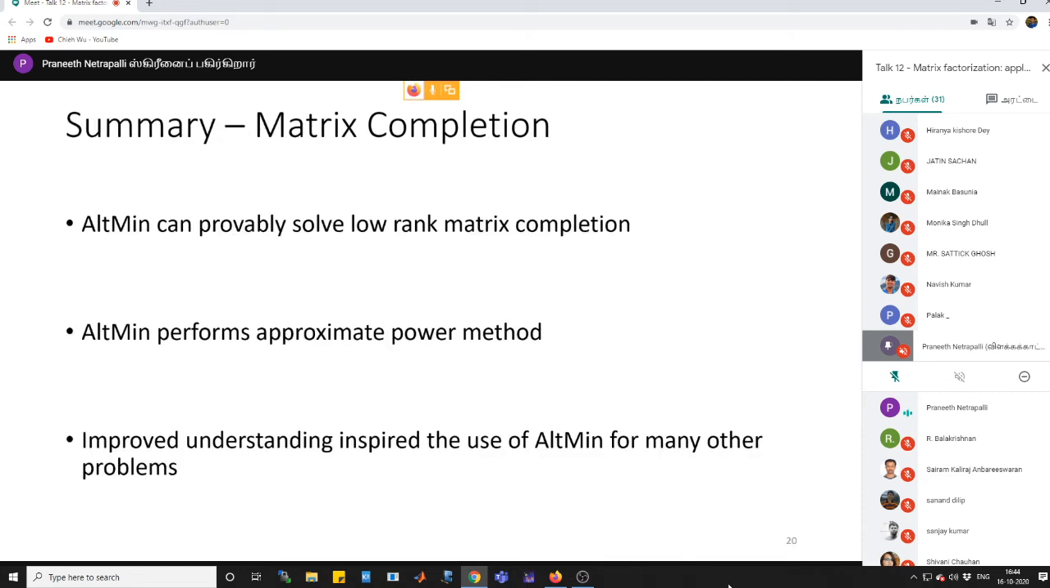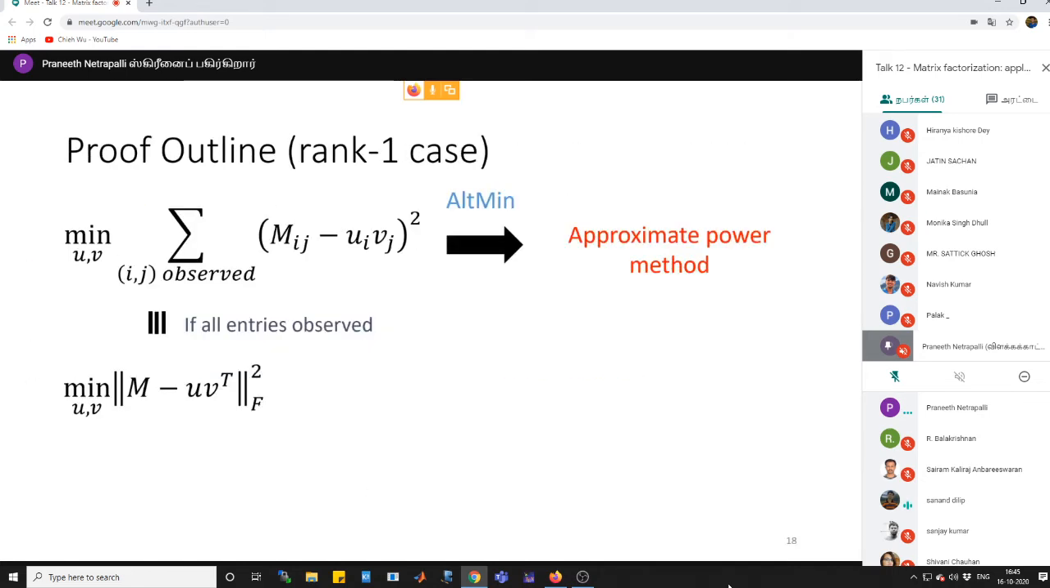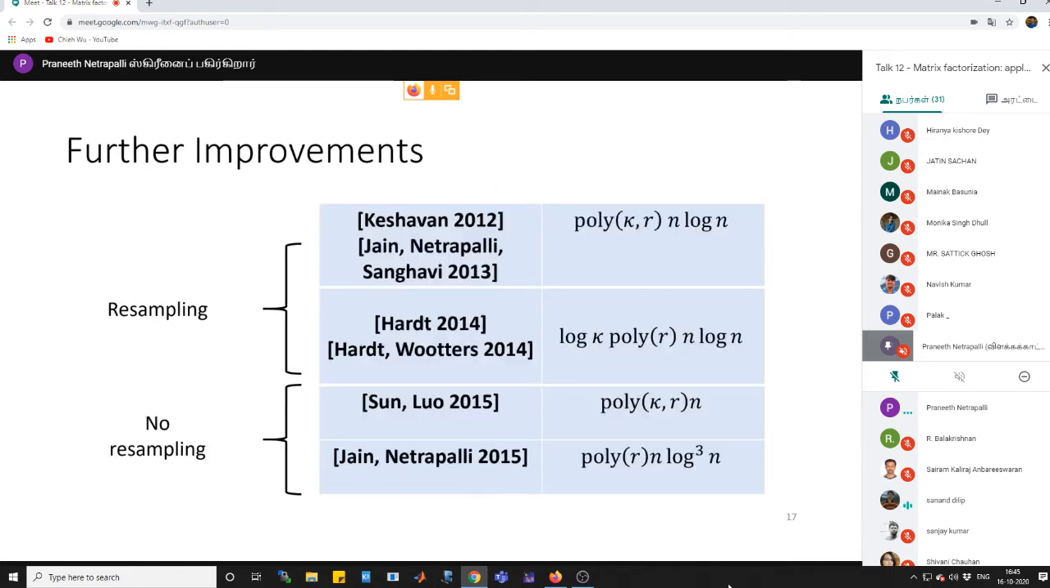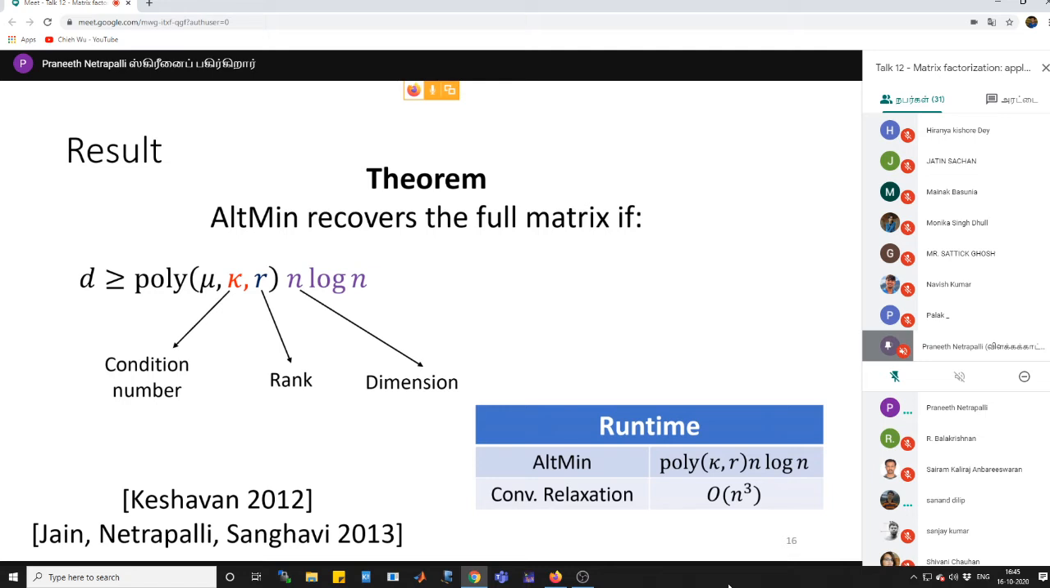If there are any questions, I can take questions about matrix completion now. About the proof also. Yeah. I have one question regarding one of the earlier results, predicting the entire matrix by observing D entries. Has the distributed version of this problem been studied, or is anything known regarding that?